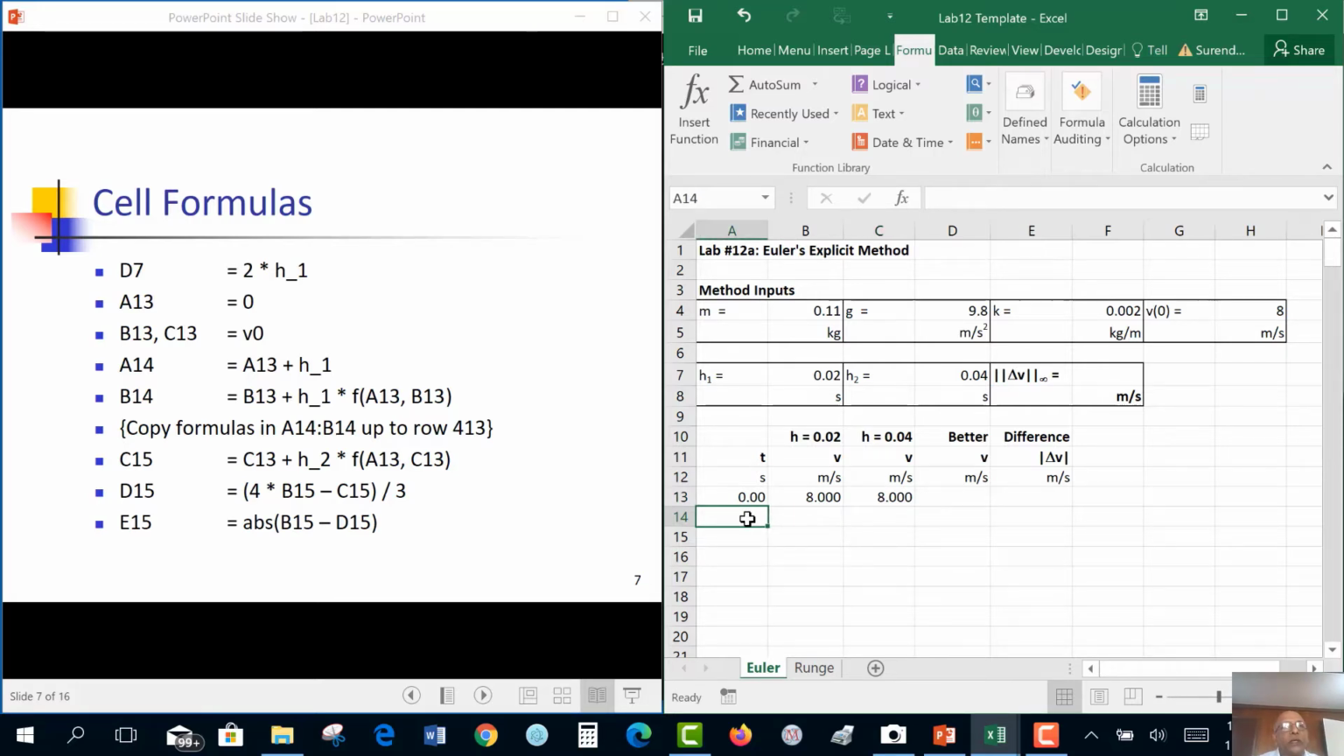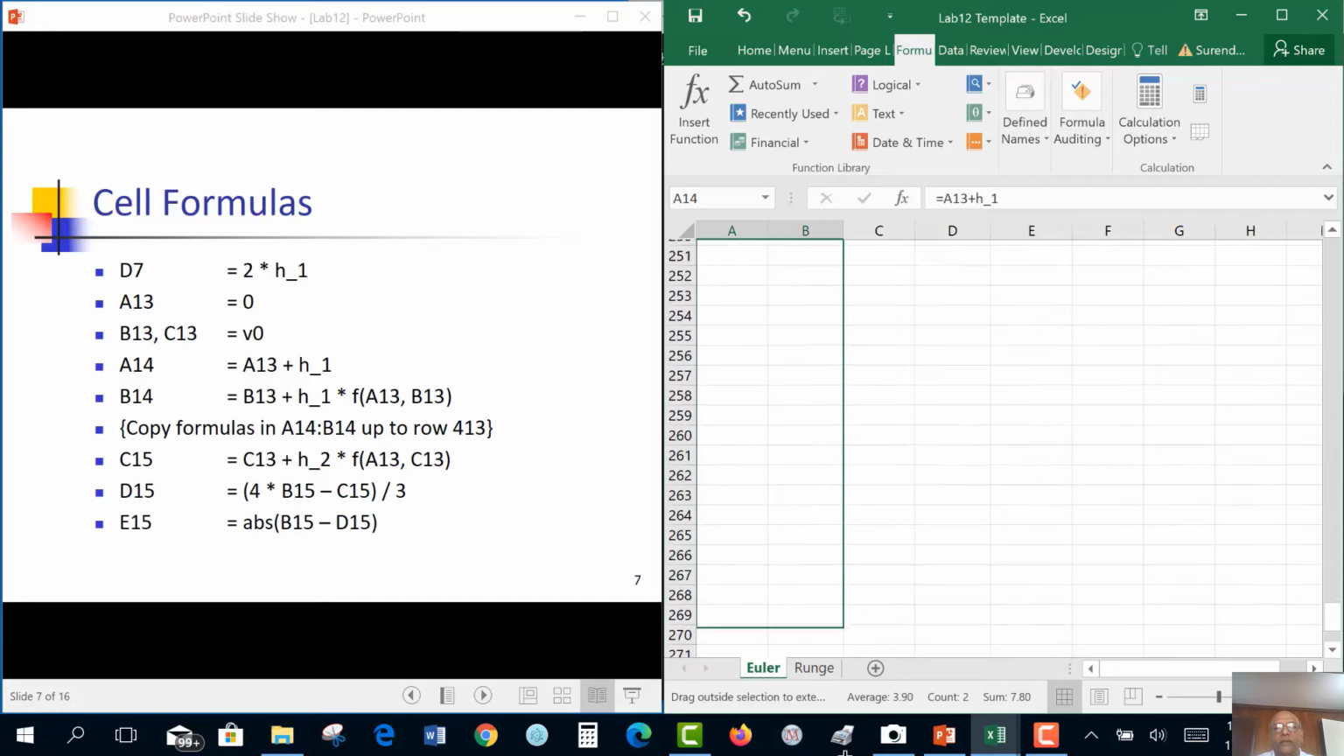Okay, so what we are going to do is we are going to increment our time plus h1. Okay, then Euler's method says take the previous value plus h, which is h1, times function at the previous step, time and velocity. Simple. And we copy these formulas to row 413.